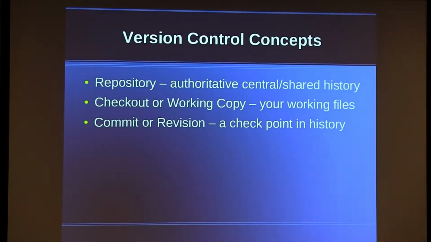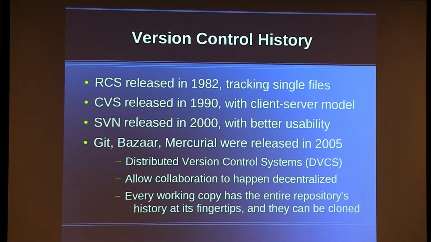Then you have your checkout or your working copy. These are the files that you're editing and working with right now, but they're not necessarily checked into the repository. They're not in the history yet. So there's a point where you actually make a mark on the history and commit them. That's called either a commit or a revision, and it's just a checkpoint in the history. It'll have the date that you did it, the person who made the change, and you might put some short message describing what you did or why you made that change.